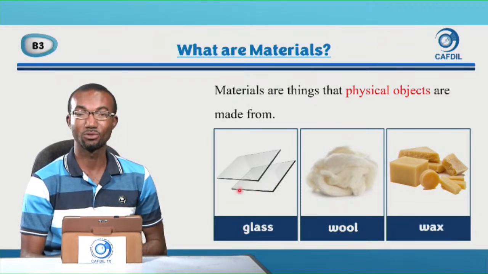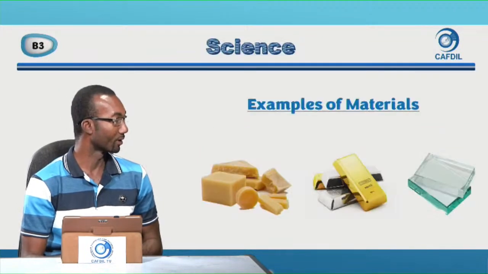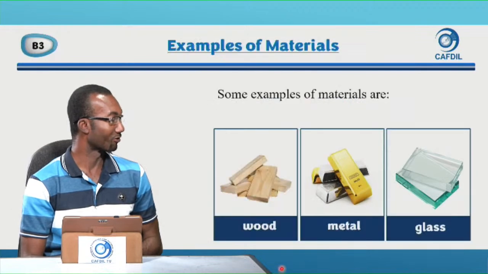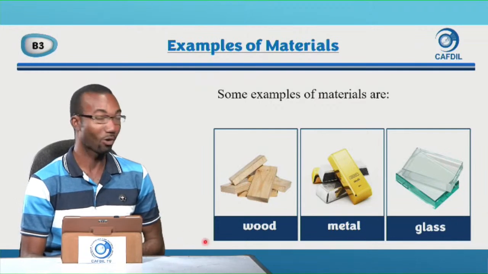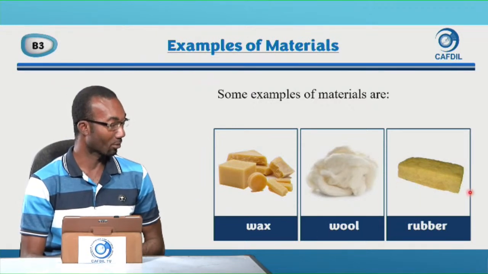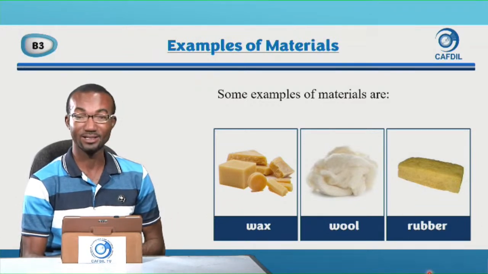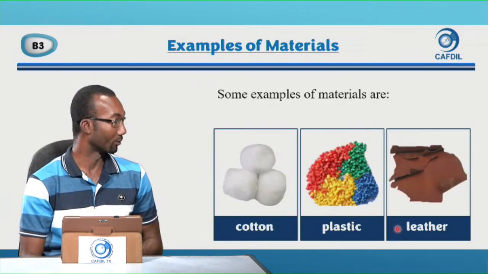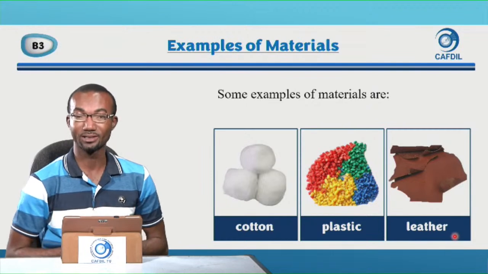In the previous lessons, we looked at some of the products that we can get from these materials on your screen. Now let's look at some examples of materials. We have wood, it's a material. We have metal, we have glass. They are all materials around us. We also have wax, we have wool, we have rubber. We looked at all these materials in the previous lessons and some of the products we can get from them. We also have cotton, we have plastic, we have leather. These are all materials around us.